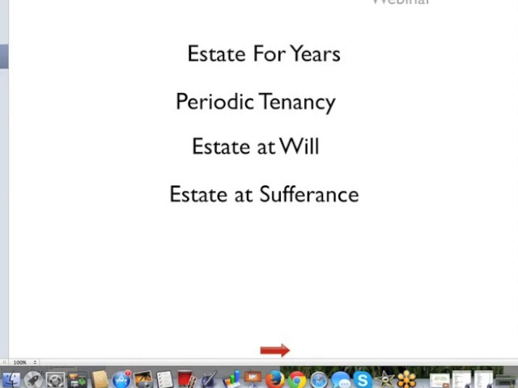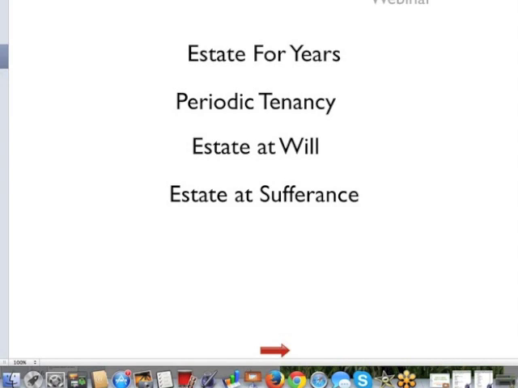Is there anything worse than somebody leaving on a moment's notice? Not leaving ever. Right, not leaving at all. Never leaving. And that's the estate at sufferance. So if you look at these four, estate at years, periodic tenancy, estate at will, estate at sufferance, I have an order from most ideal to worst from the perspective of a landlord.